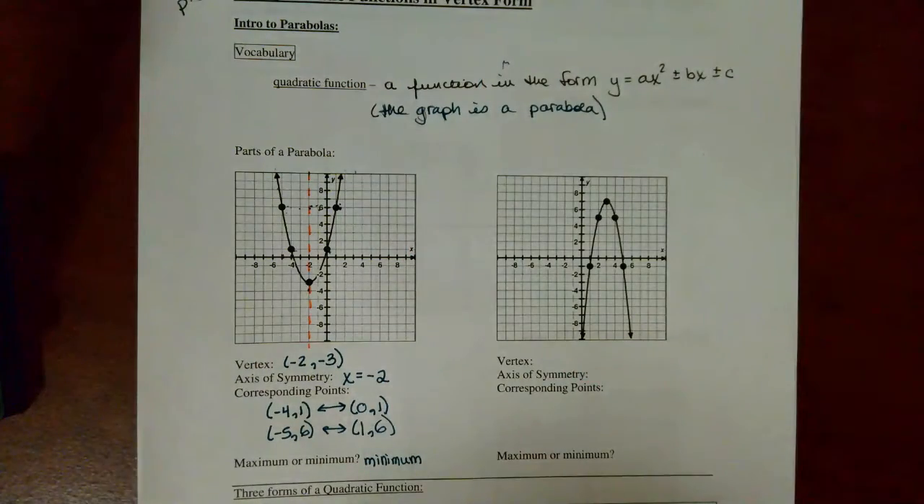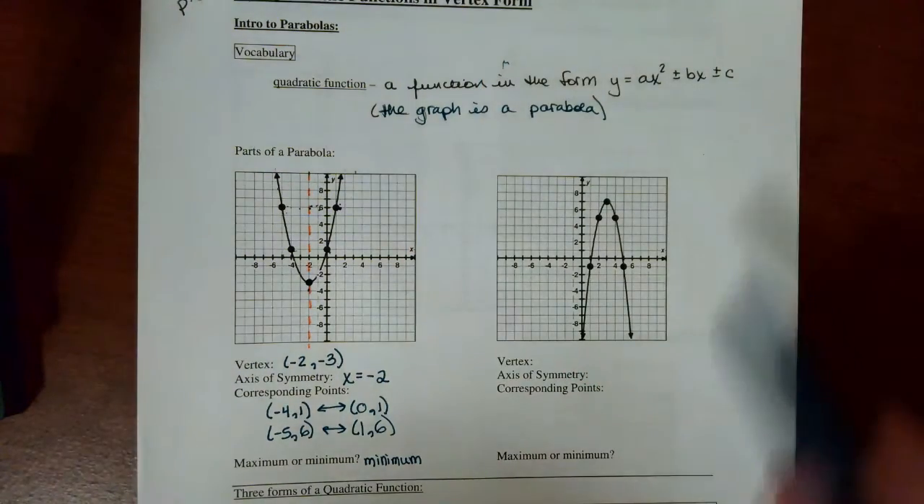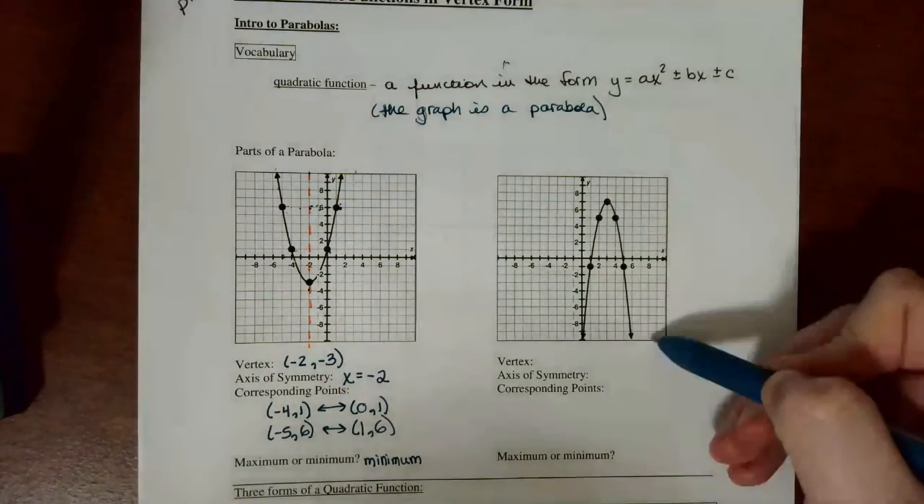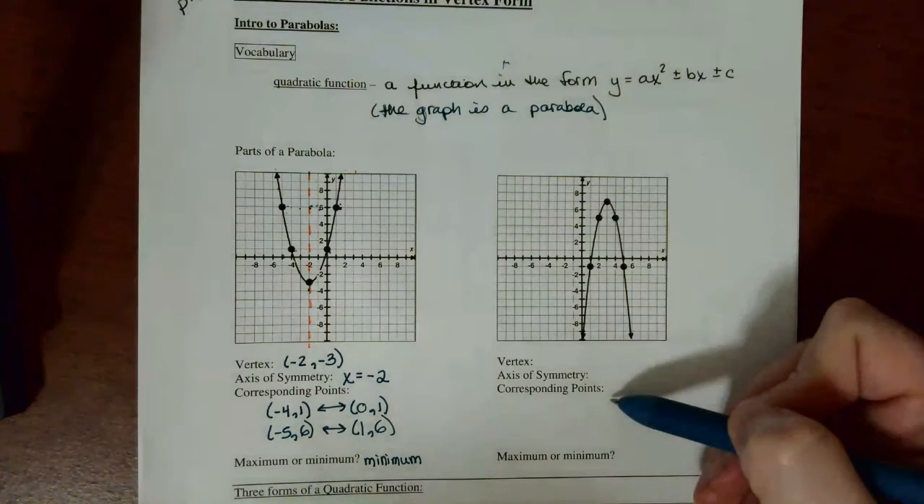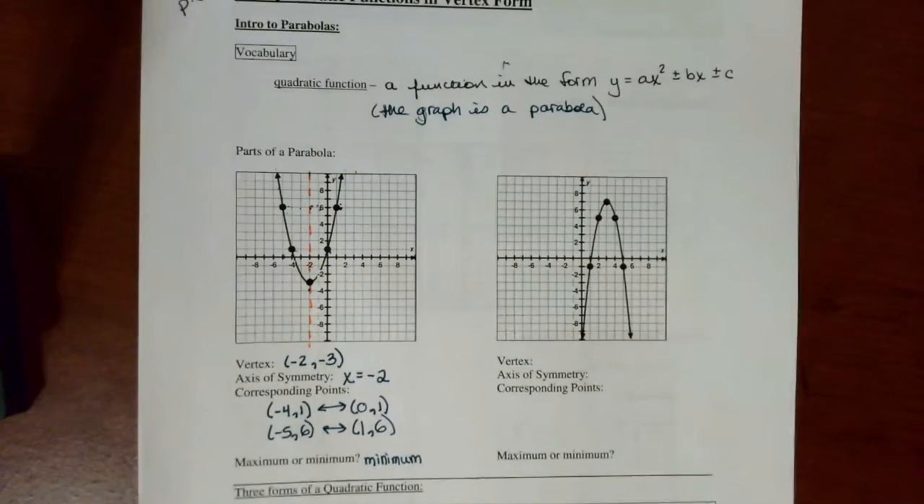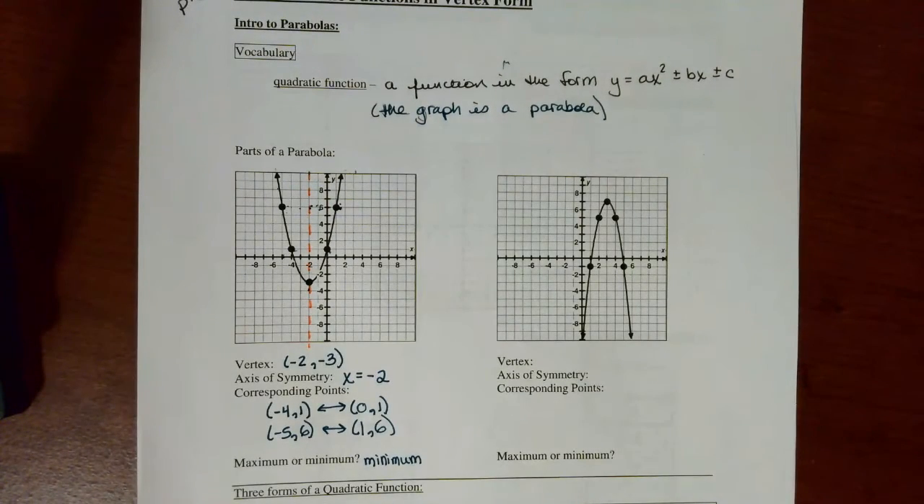I'd like you to take a moment and go do your analysis of the parabola over here. Find the vertex. Give me the equation of the axis of symmetry. Give me corresponding points and tell me if the vertex is a maximum or a minimum. Take a moment and go do all of that analysis, please.